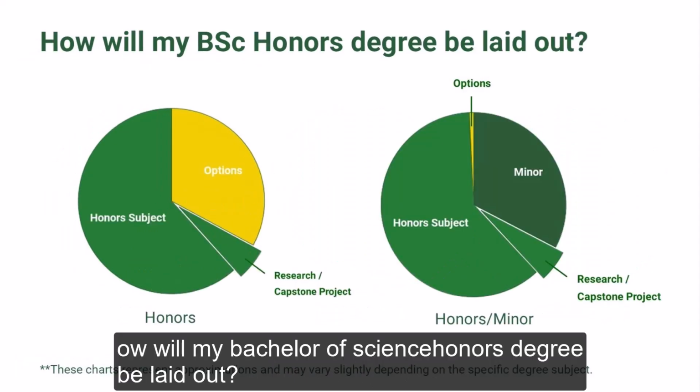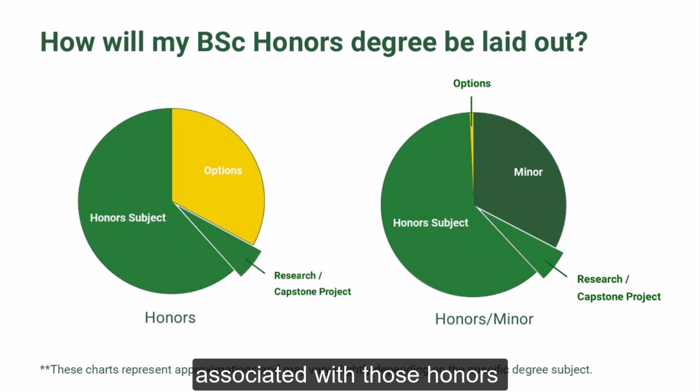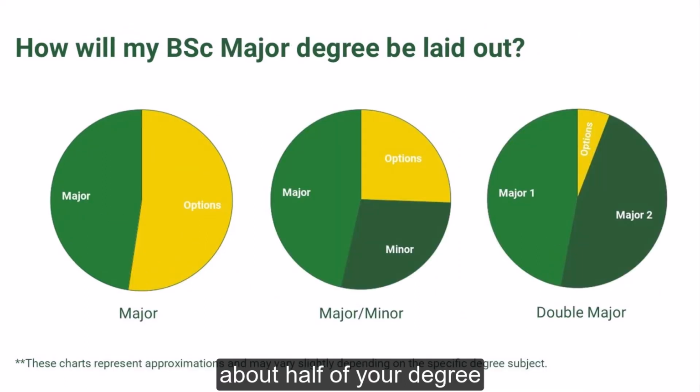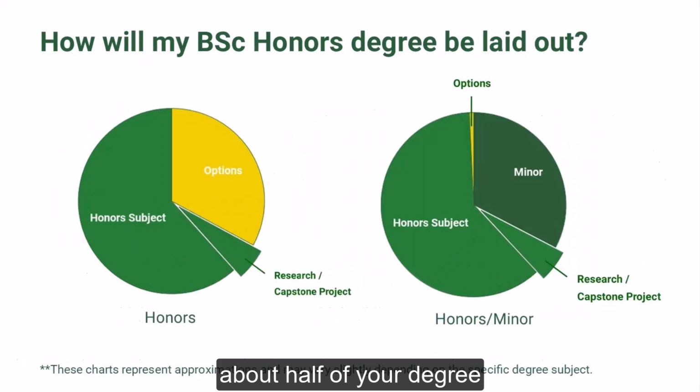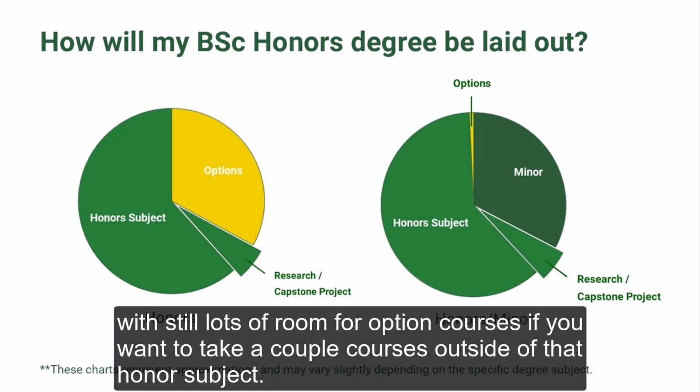How will my Bachelor of Science honors degree be laid out? Honors students will have a larger portion of their program associated with those honors subject courses. So if I go back to the major, you see it's about half of your degree, while honors is more than that. So you are doing a really deep dive into that specific subject area, with still lots of room for option courses if you want to take a couple courses outside of that honors subject.